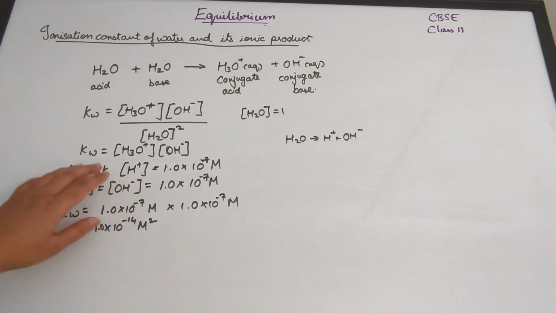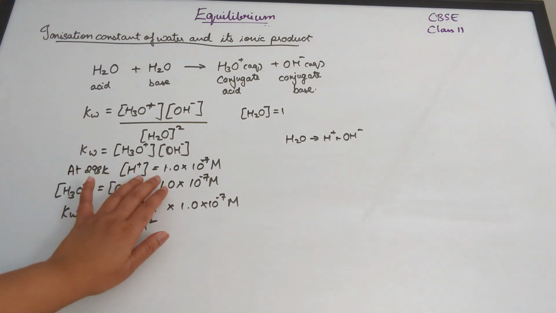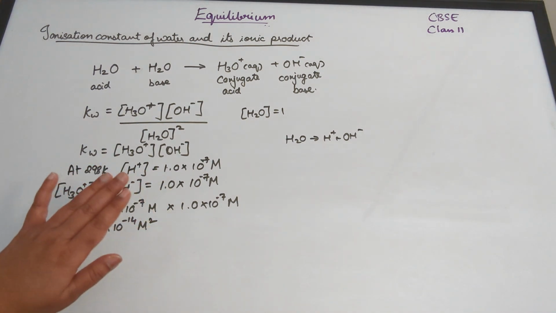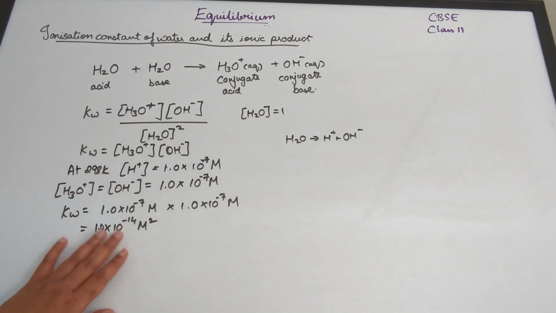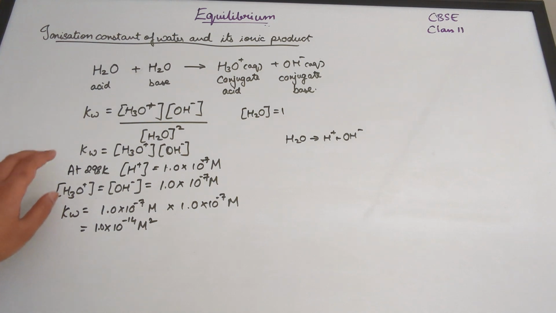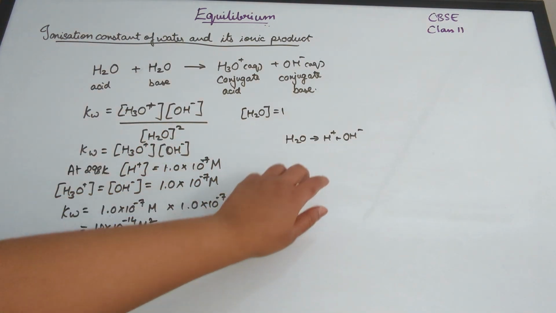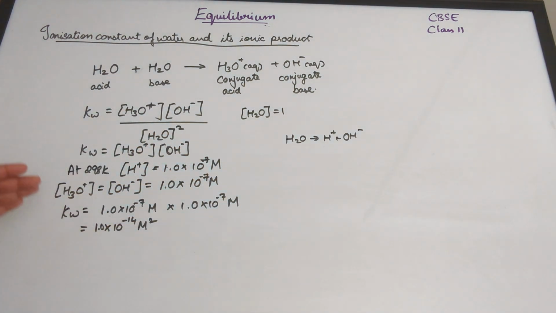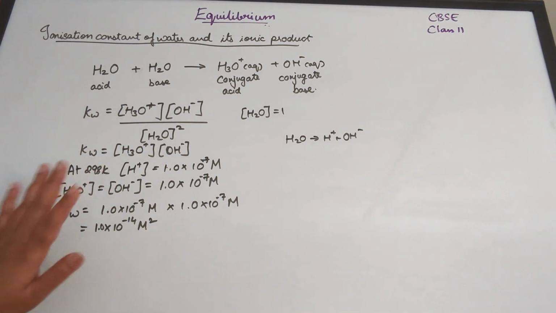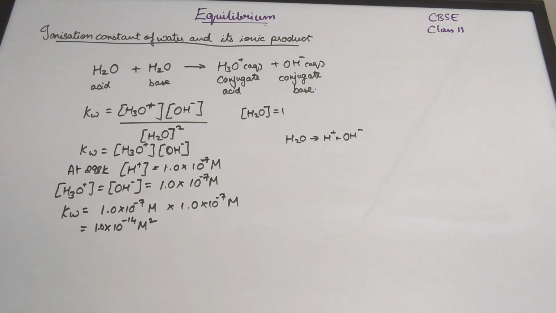Okay, experimentally, the concentration of hydrogen ions, H plus ions, was calculated to be 1.0 into 10 to the power minus 7 molar. And since a water molecule gives us an equal number of H plus and OH minus ions, the number of H3O plus ions and the OH minus ions are going to be the same. So their concentrations are also going to be the same. So we just used that value and multiplied it. Okay, so this gives us the ionization constant of water at 298 Kelvin.